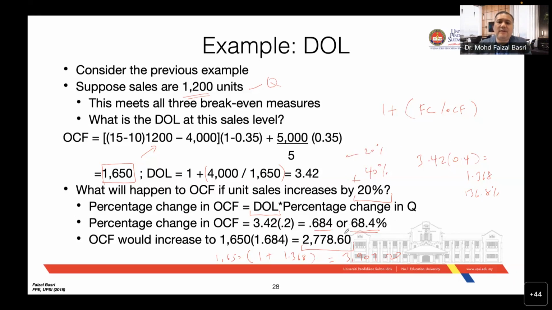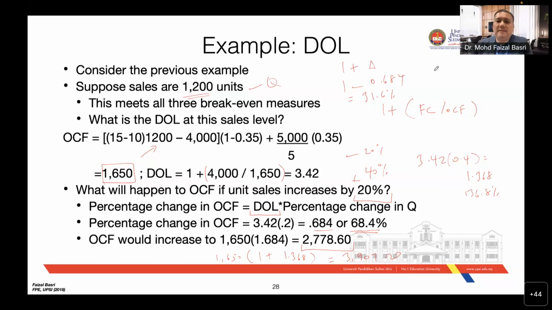So if negative 6.84, what you need to do, previously it was 1 plus changes, right? So here, because it is negative, you will do 1 minus 0.684. So it's about 31.6%. So you will get 1650 minus, but times 0.316.